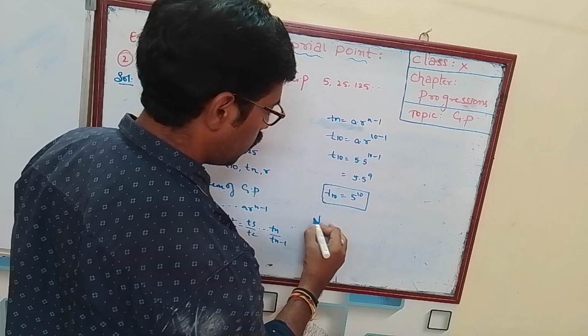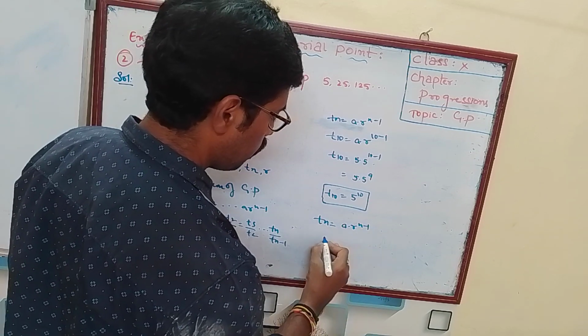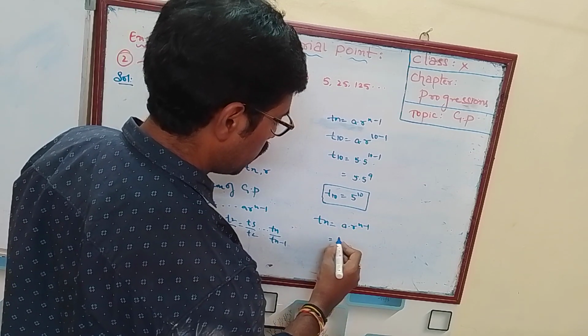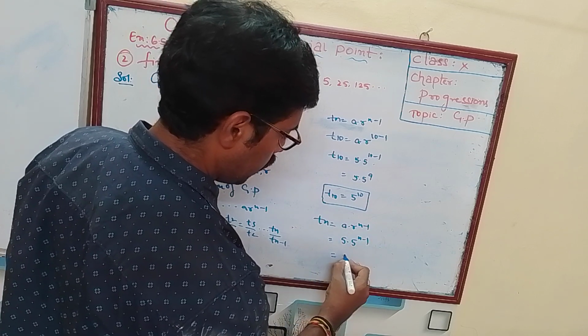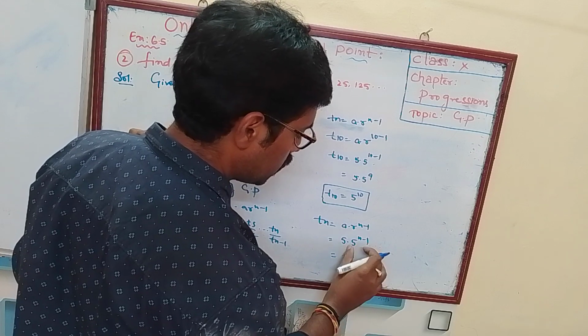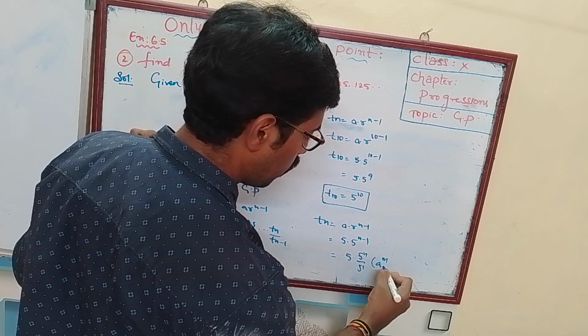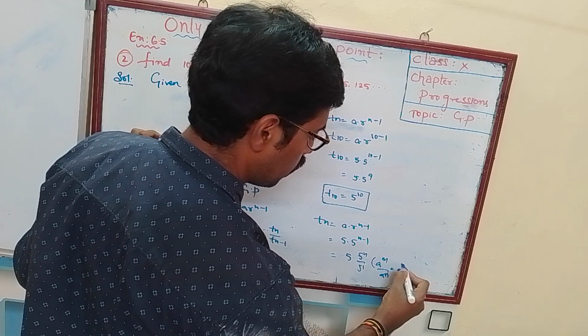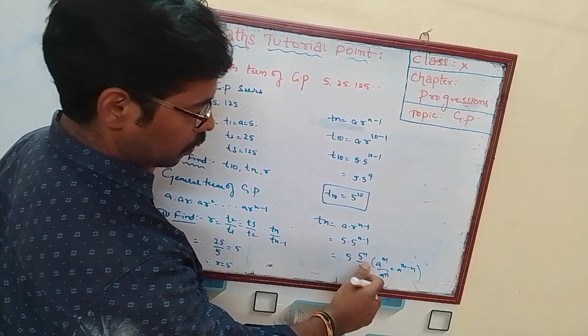Similarly, find the nth term, Tn equals A into R power n minus 1. The A value is 5, the R value is also 5, so it is 5 into 5 power n minus 1. This can be simplified as 5 power n by 5 power 1. This is in the form of a power m by a power n, which equals a power m minus n, from the exponents and powers formula.